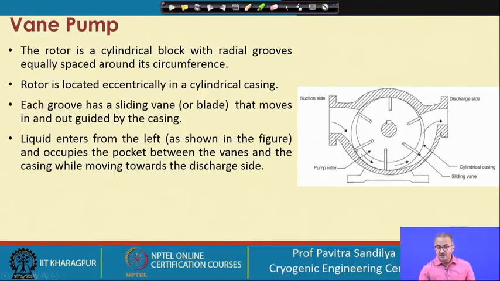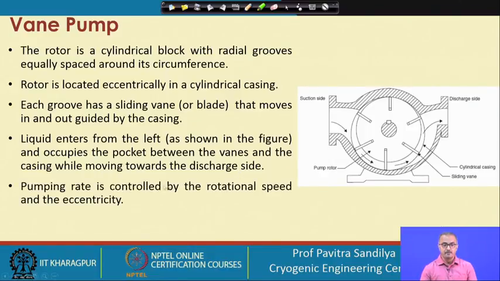So while these vanes are active, they are going out and letting the liquid pass in. The other vanes are not able to make the liquid pass, because there is hardly any clearance between the vanes and the casing. So liquid is moving up and going out from the discharge side. This is how these vane pumps work, and the pumping rate is controlled by the rotational speed and the eccentricity. It means how the axis of the rotor is displaced from the axis of the casing. These axes are not matching, they are away from each other. So that is how we get the eccentricity.